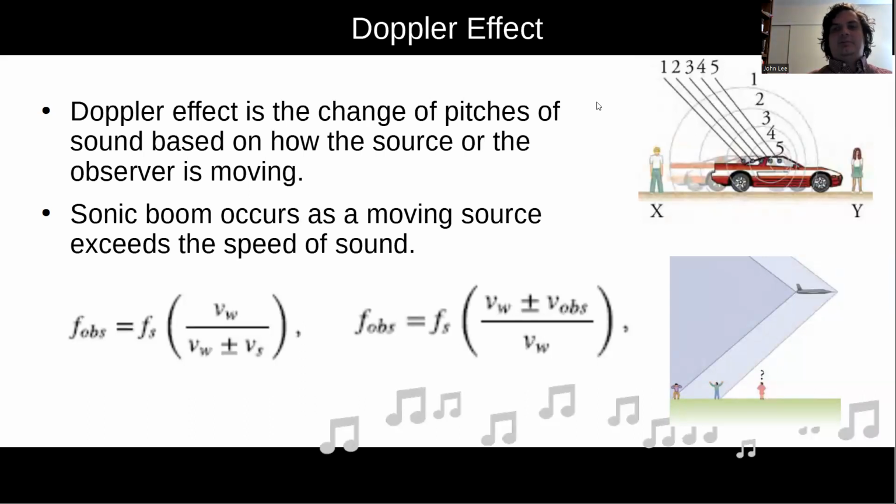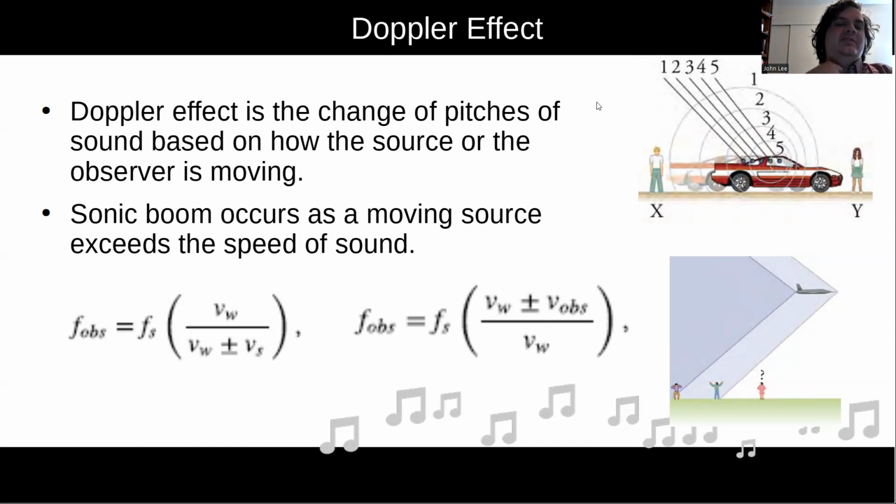So this is called the Doppler effect, where the apparent frequency, the frequency or the pitch that you hear, is going to be changed based on what the apparent wavelength is going to be. So the apparent wavelength goes down as the car approaches you, and goes up as the car is away from you, which means that you're going to observe a different frequency if the car is coming towards or away from you.